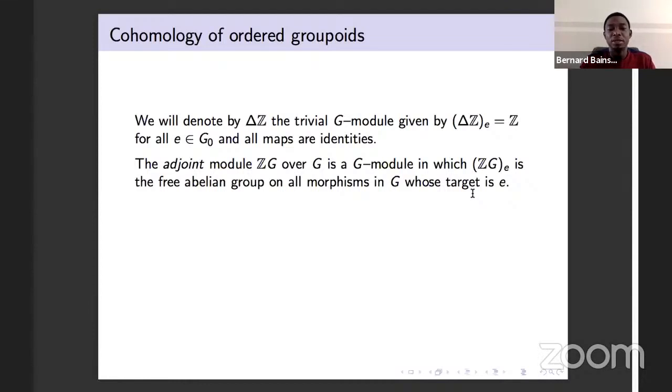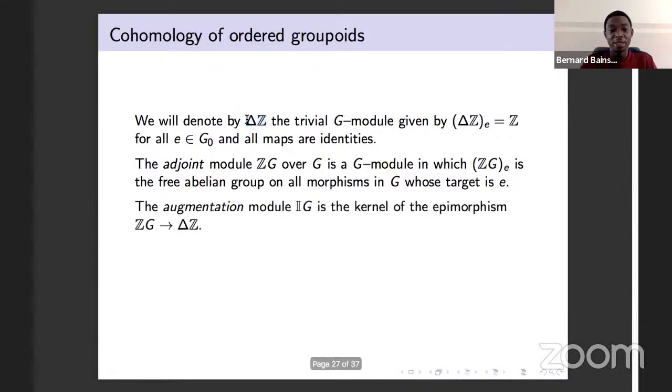Now we can define a map from ZG into delta Z. So this map will just forget, we'll just sum the integral coefficients of our element in the free abelian group. And so that will give us an element in delta Z. And the kernel of this map, we will call the augmentation module. So we denote it by IG. In fact, this map here is an epimorphism.